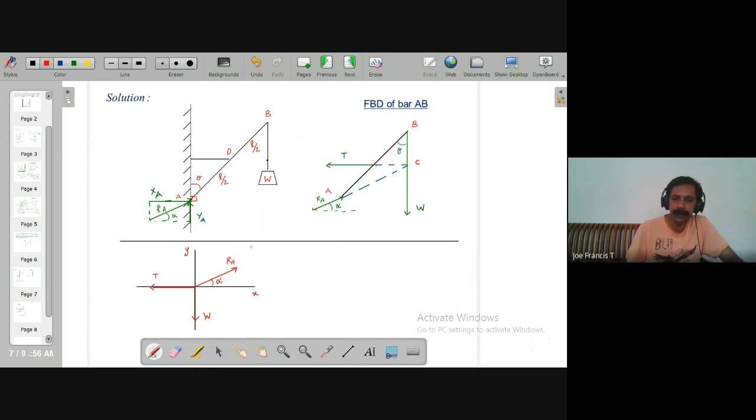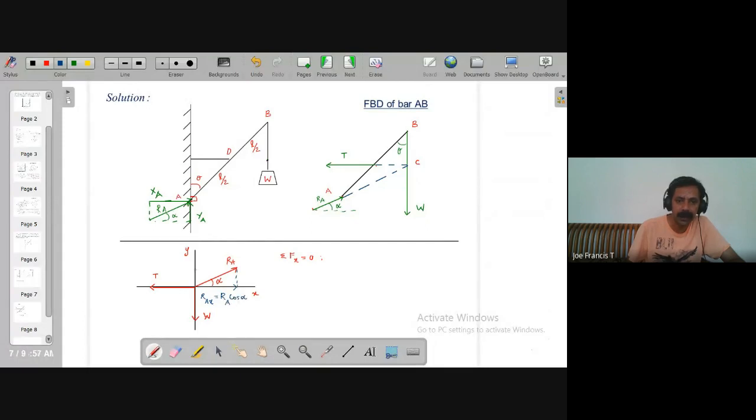Now these are the three forces acting. You can write equations of equilibrium, say sigma Fx equal to 0. To write this equation, you need to resolve RA in x and y direction. So you have the component of RA in x direction, I'll write it as RAx, which is nothing but RA cos alpha.